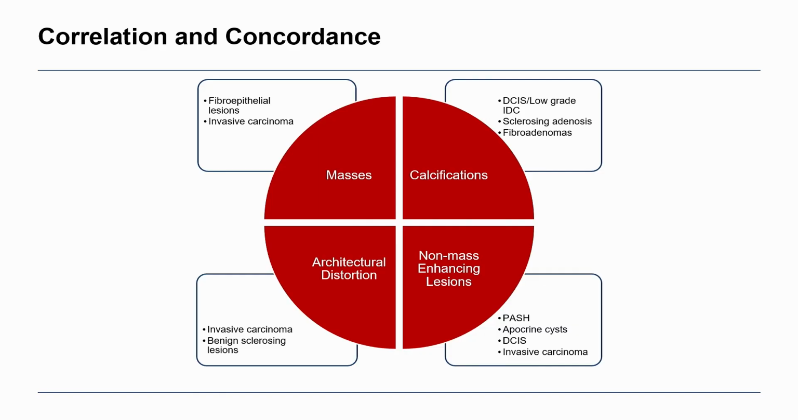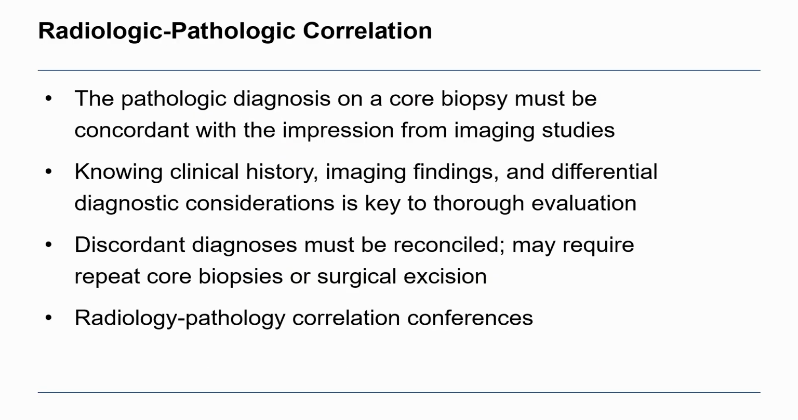In terms of correlation and concordance, with mass lesions we tend to think of carcinomas, but fibroepithelial lesions can also explain mass-forming lesions. For calcifications, we have DCIS and low-grade invasive carcinomas, sclerosing adenosis, and fibroadenomas. Architectural distortion again includes invasive carcinoma, but also benign sclerosing lesions. And for non-mass enhancing MRI-detected lesions, there are many correlates, including benign things such as pseudoangiomatous stromal hyperplasia and apocrine cysts, but also carcinomas in situ and invasive carcinomas.